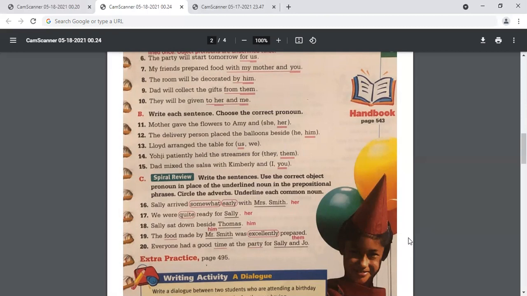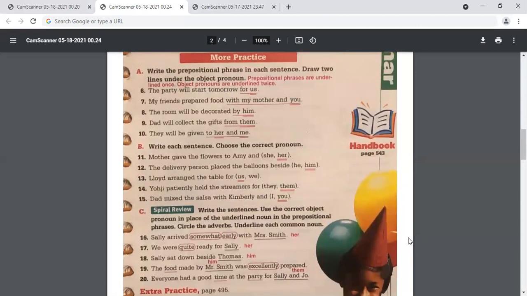Number 14, Yoji patiently held the streamers for they or them. The correct answer is them because this is the object pronoun. They is a subject pronoun. Number 15, Dad mixed the salsa with Kimberly and I, or Kimberly and you. In this case, you is the object pronoun, I is a subject pronoun, so it cannot be used. If we had the choice me, for example, instead of I, then it would be correct. But in this case, we must choose you because you is the only object pronoun that we have.